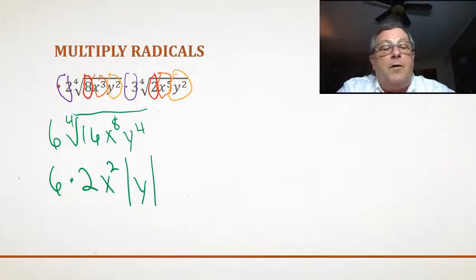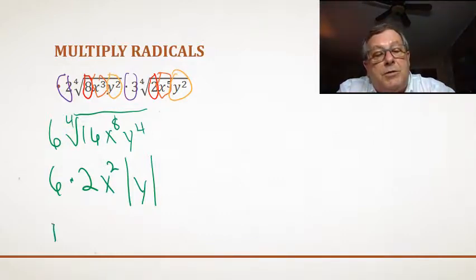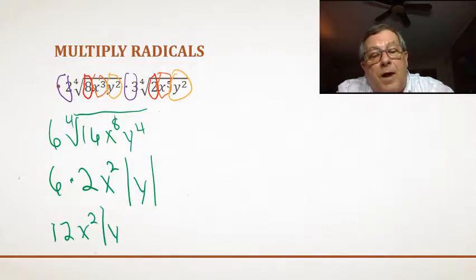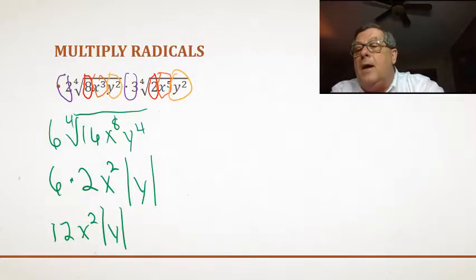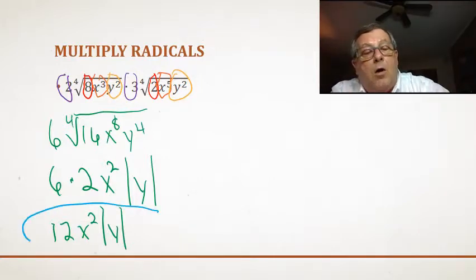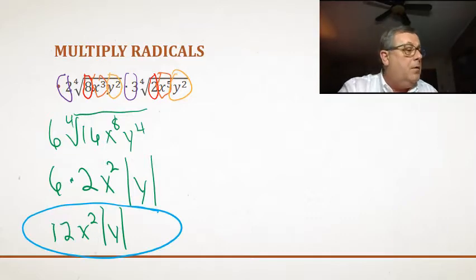So let's go ahead and follow through with the final step. We're going to just multiply 6 times 2. So I got 12x squared times the absolute value of y. And we are done multiplying a couple of examples of radicals. Let's get some more practice.